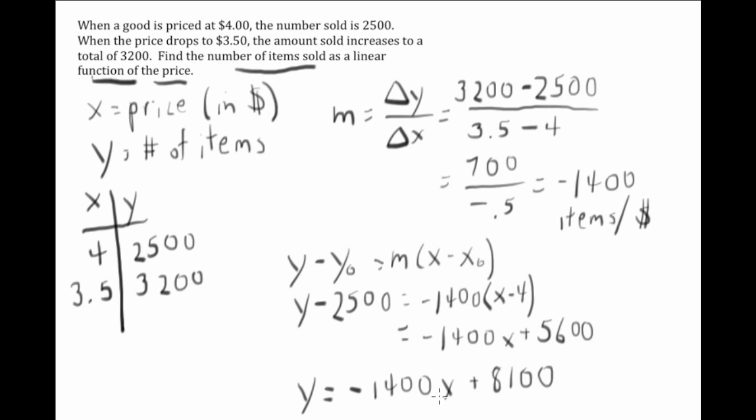Again, it's good to think about units. We've got an interpretation for the negative 1,400. This is talking about the number of items. If the price was 0, if this term disappeared, you would sell, or I guess give away, 8,100 items.